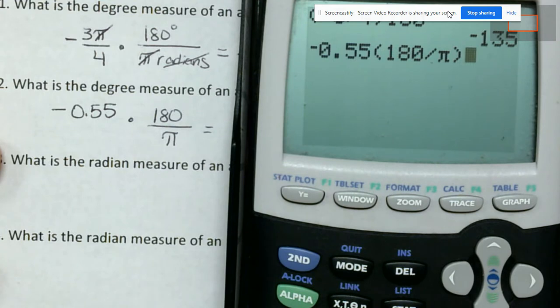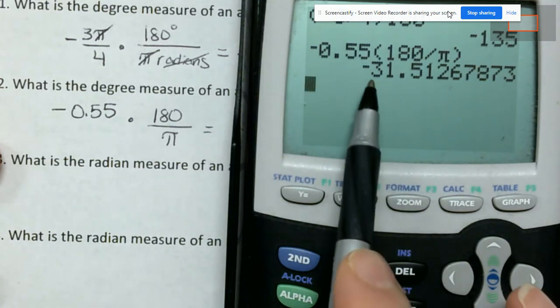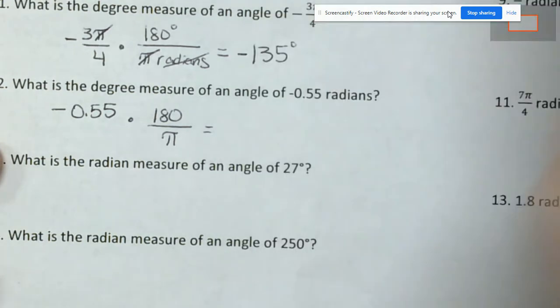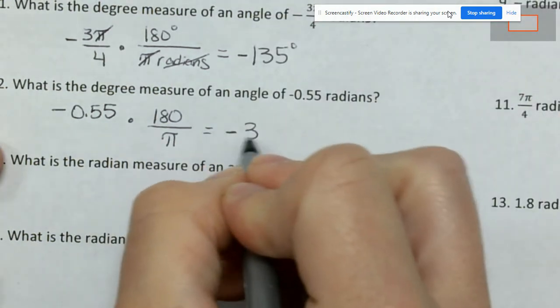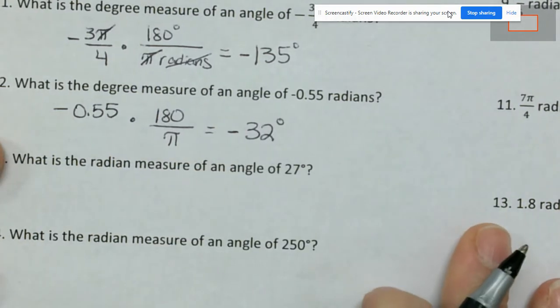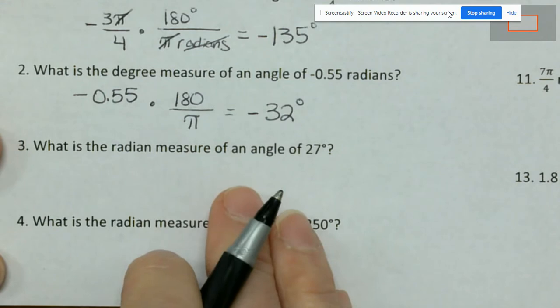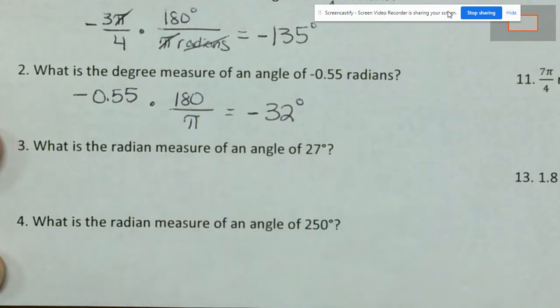You can use the Desmos scientific calculator, or you can use a Texas Instruments calculator if you have that as well. We're going to round to the nearest whole degree, so this would be negative 32 degrees because it's 31.5. So that would be negative 32 degrees. Okay, for the third one, what is the radian measure of an angle of 27 degrees?